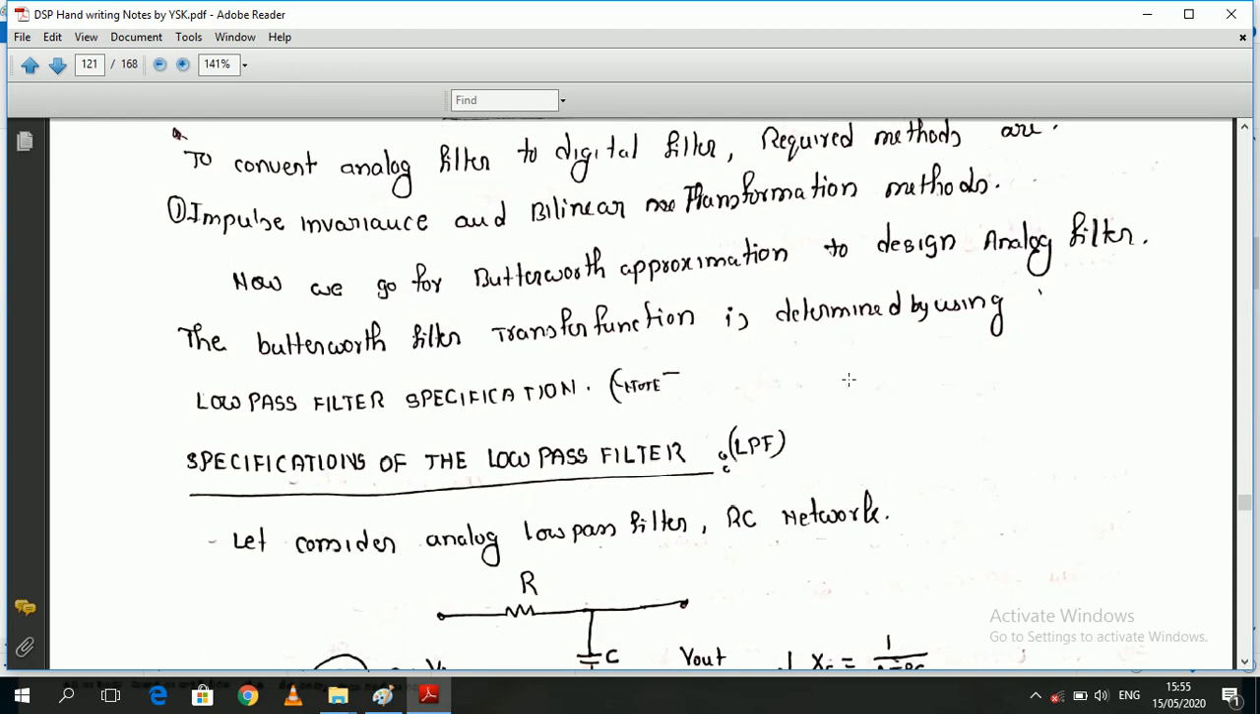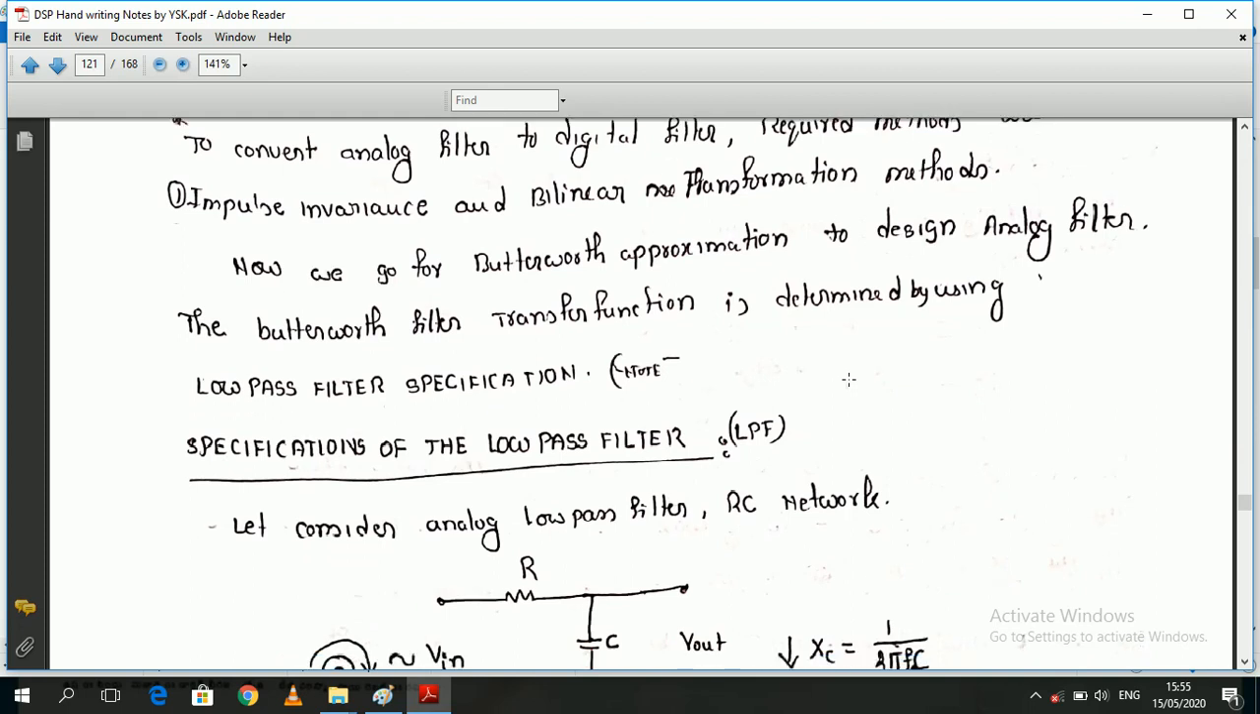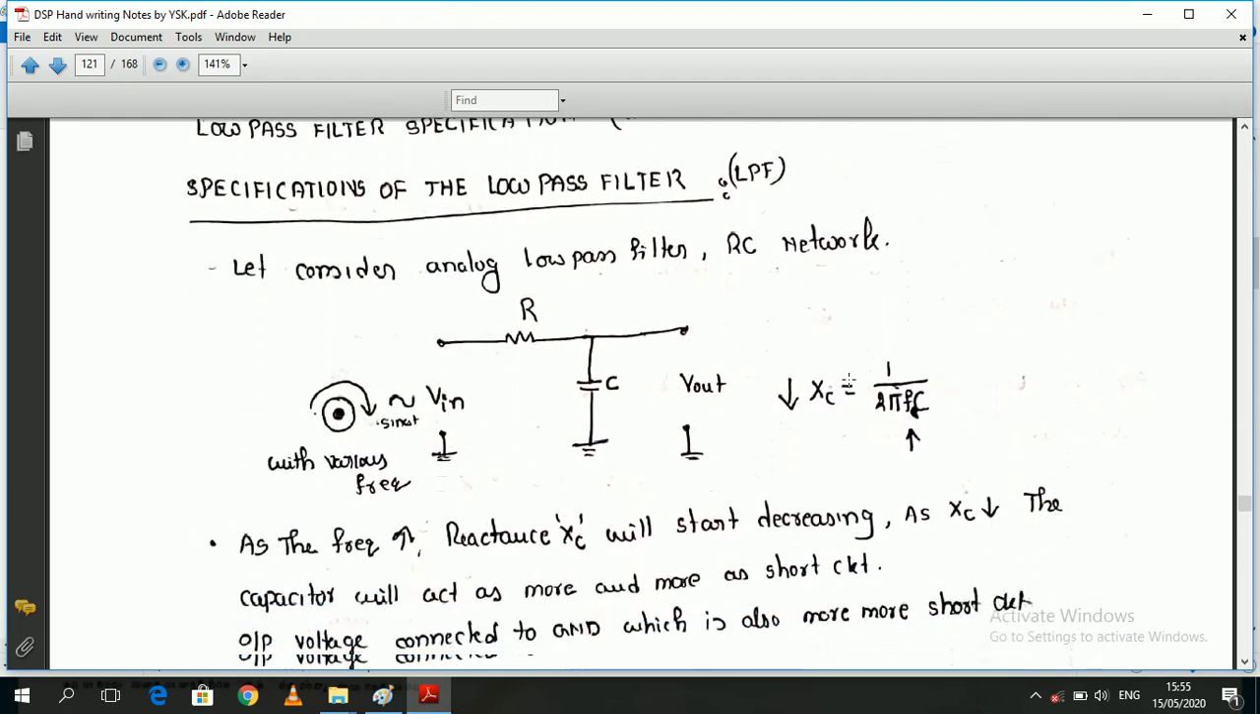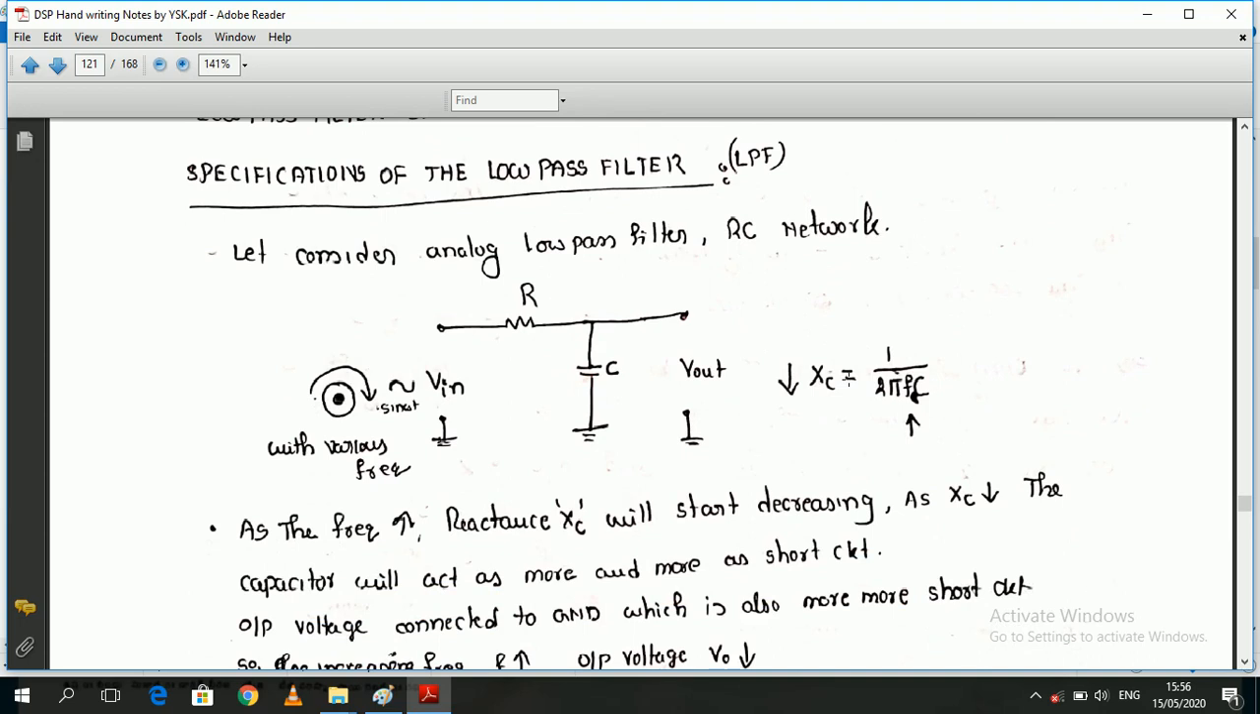What is an analog filter? You know very well, analog filters have types: low pass filter, band pass filter, high pass filter, and so on. In this semester and in this course of digital signal processing, we are mostly familiar with only low pass filter and high pass filter. Let's see what is the specification of low pass filter under discussion of analog filter. Let's consider an analog low pass filter with RC network. You know very well how you can design an analog filter by using resistance and capacitors.